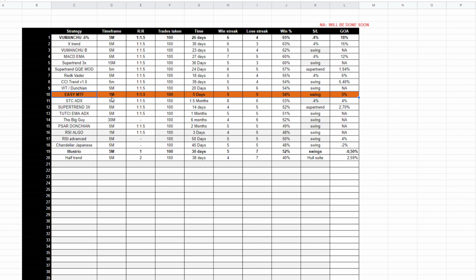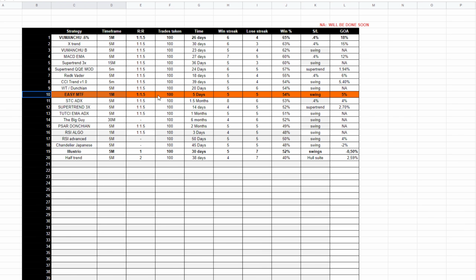So after doing 100 trades on a 1 minute time frame, we took it in 5 days. I had a win streak of 5 and a losing streak of 5. In the end, I had a win percentage of 54%. It was swing trading. The gain on account, the GOA, is 5% without leverage. So if you increase the leverage, your gain on account is also higher, but your losses can be higher as well. So always keep that in mind.